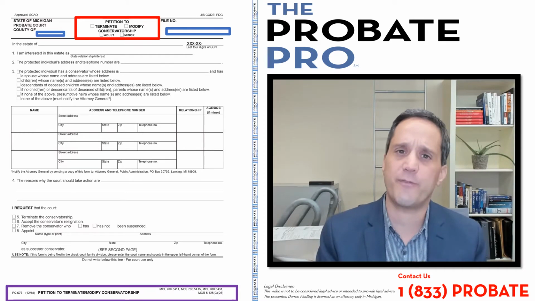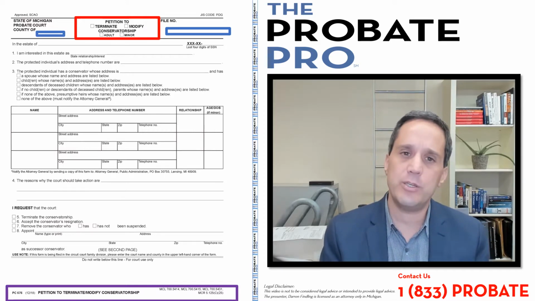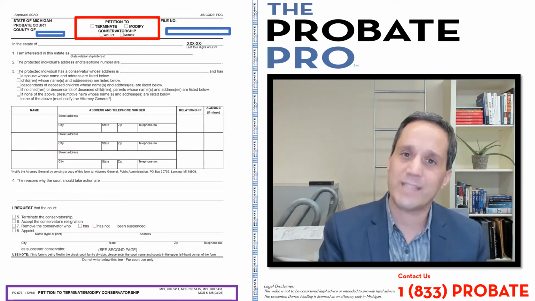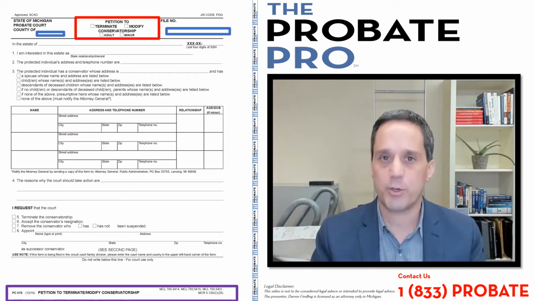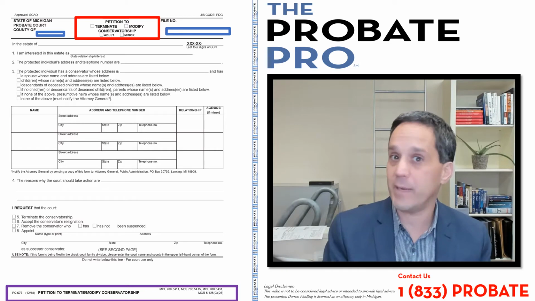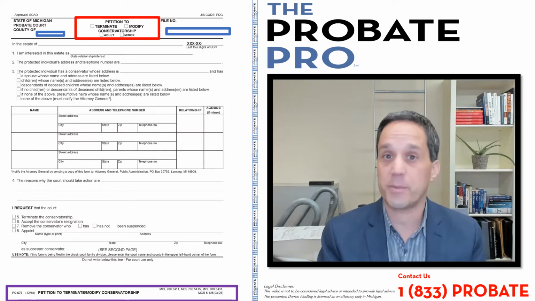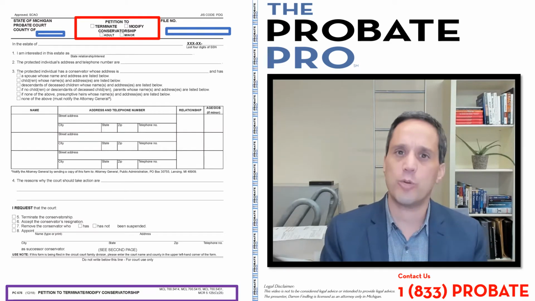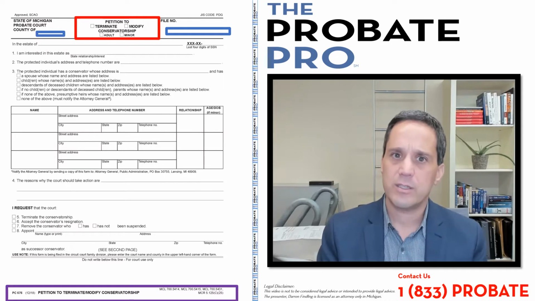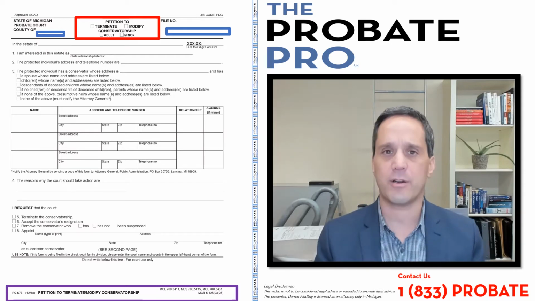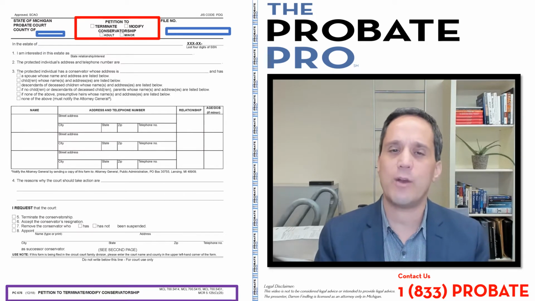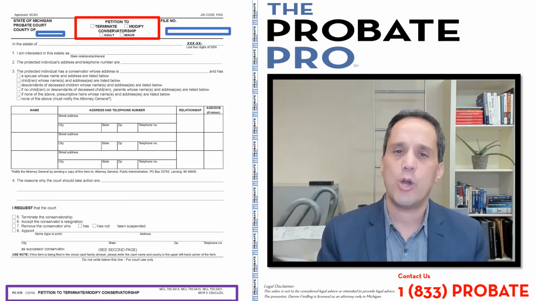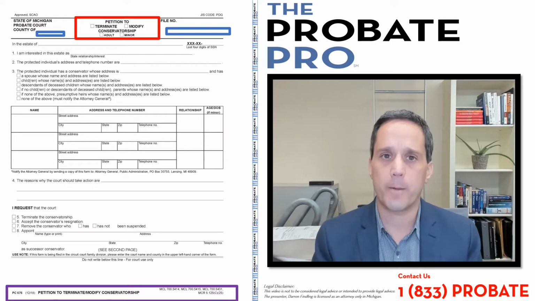Now, as you can see from the form, it can be used in a variety of contexts. It can be used in a request to modify the conservatorship, meaning from person A to person B, or to terminate it, have the conservatorship come to an end. It can also be used for an adult who's under conservatorship or a minor in both of those contexts. So again, that top red rectangle identifies what you're using the form for.